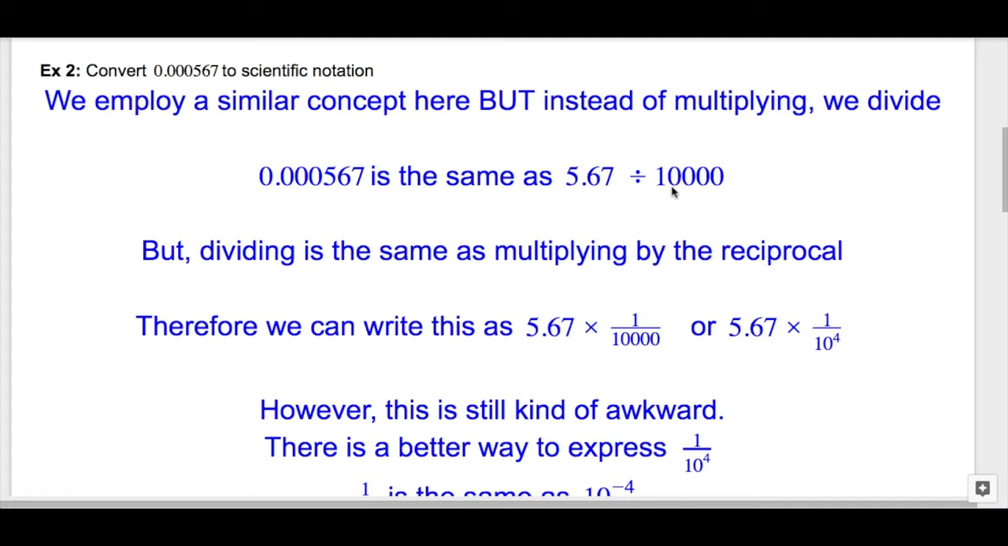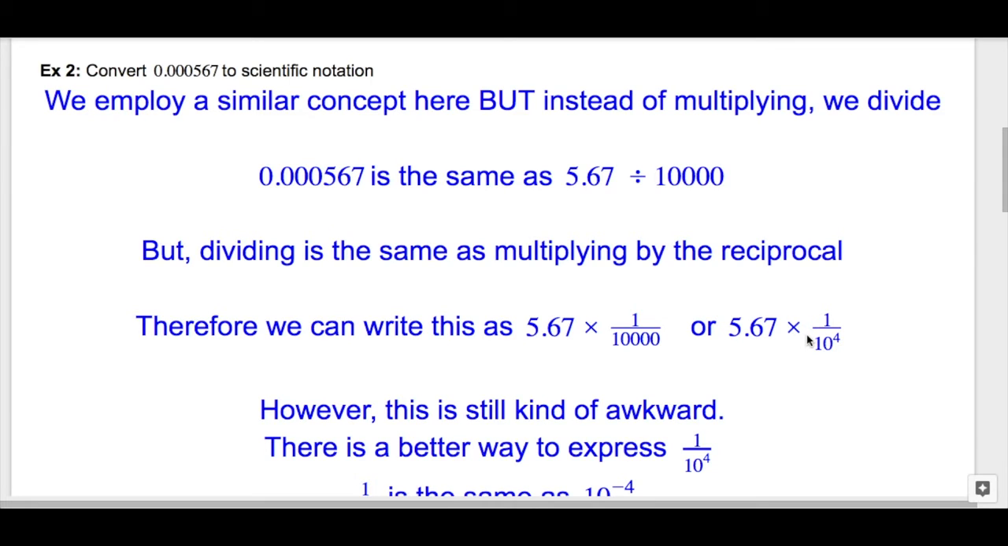Now, again, we can clean this up. Instead of writing it as divide by 10,000, we can write it as multiply by the reciprocal of 10,000. However, 10,000 can also be simplified, so we multiply by 1 over 10 to the 4. But that notation right here is a bit awkward. It's difficult to write and it's not the standard form.